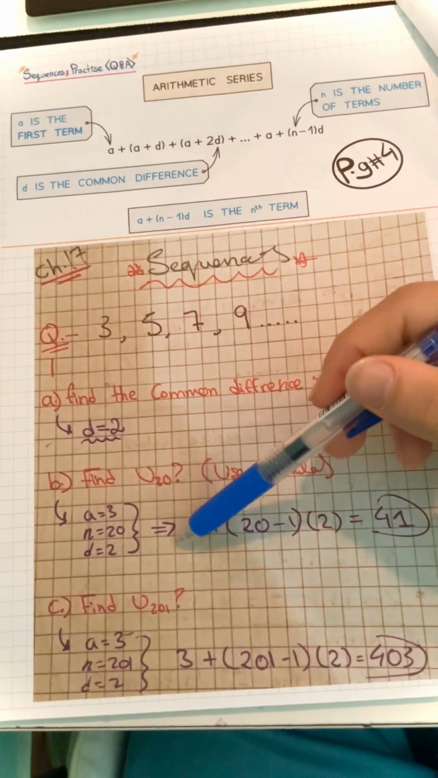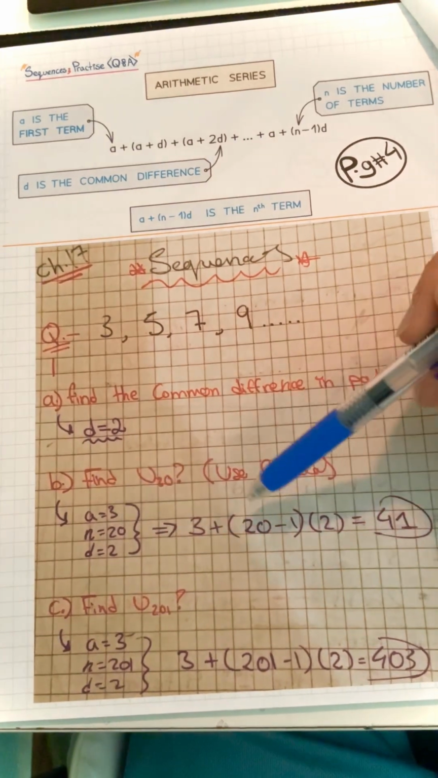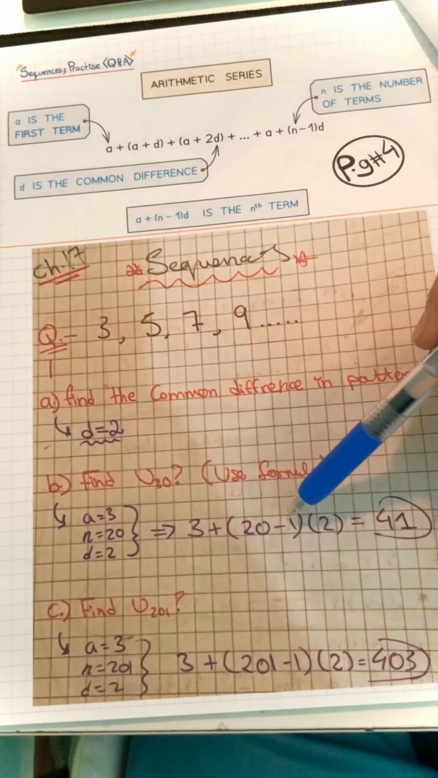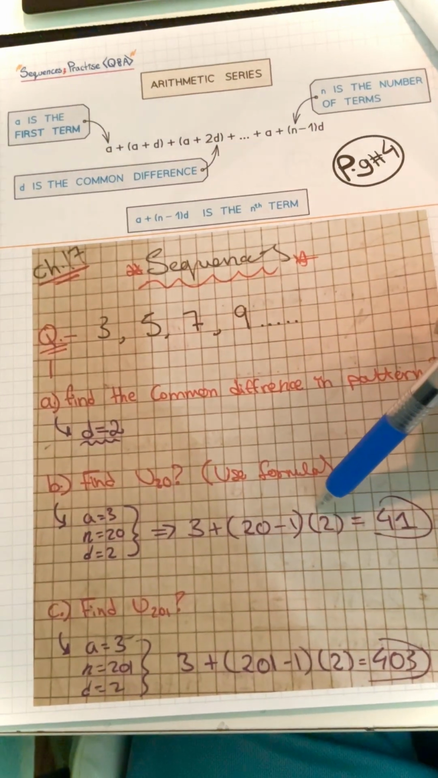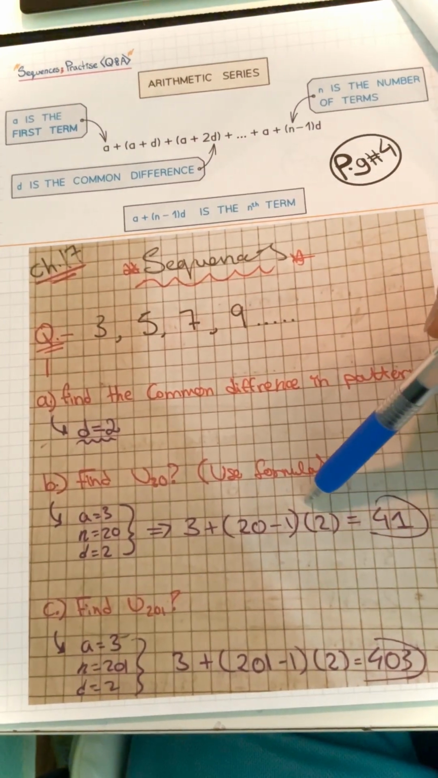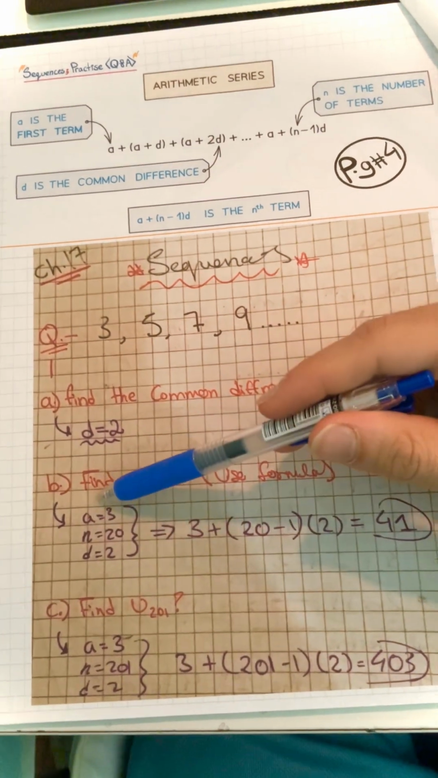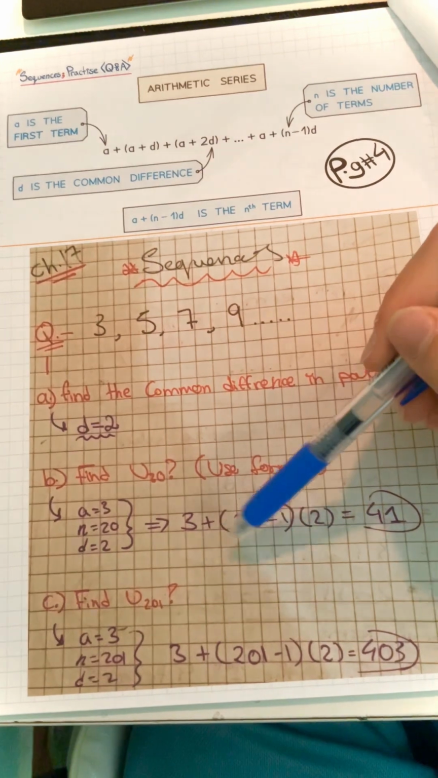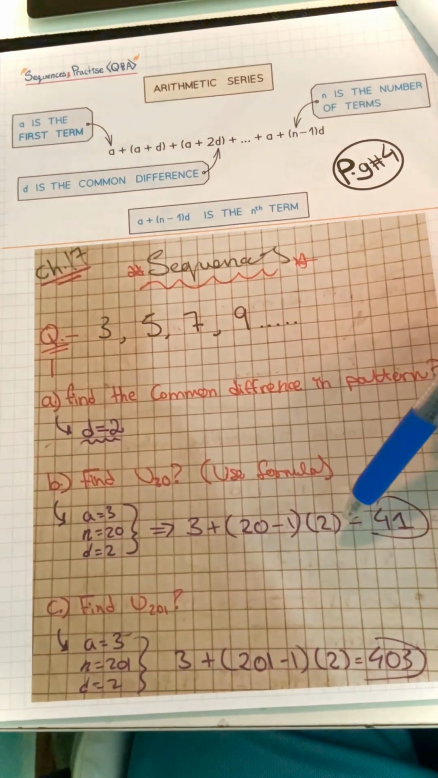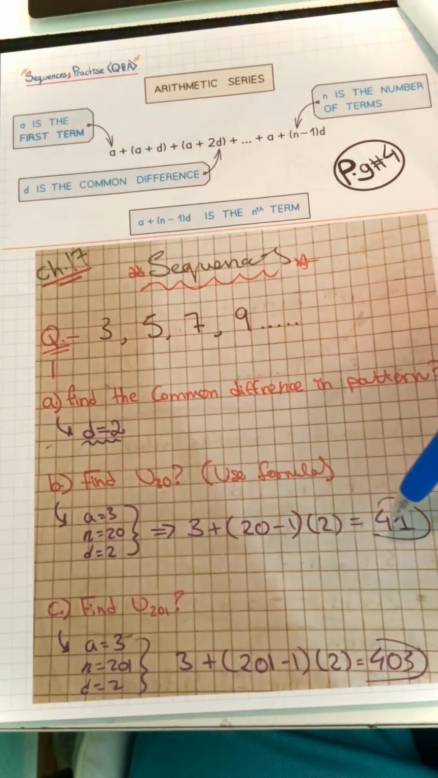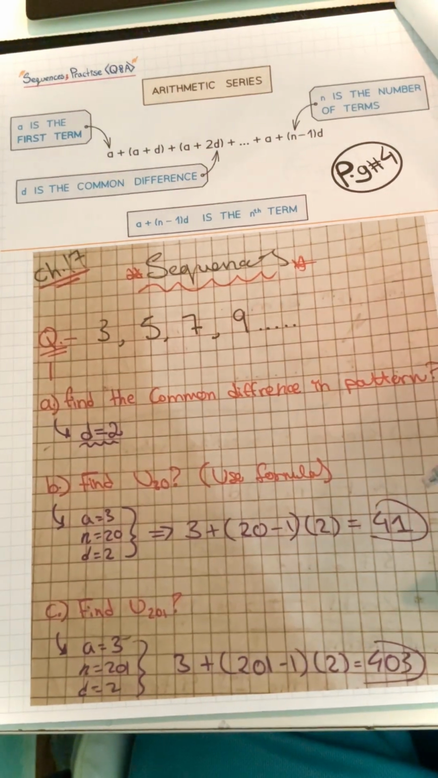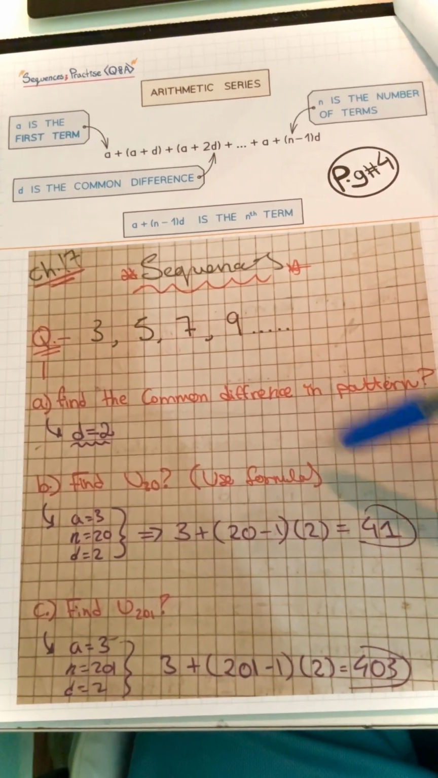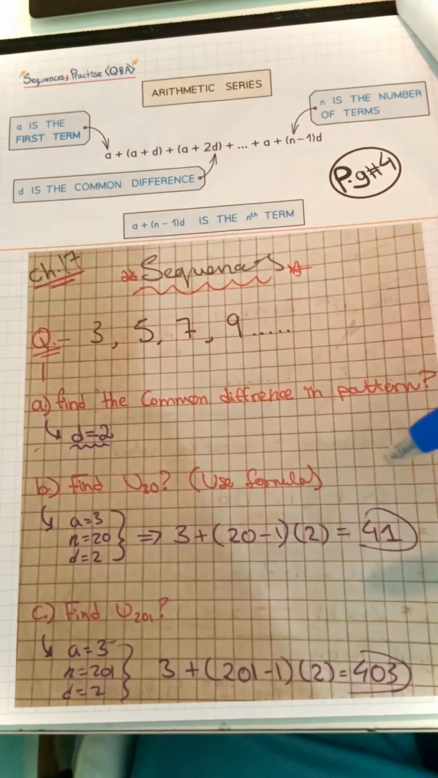What is a, the first term? 3. a is equal to 3. What is n, the term to be found? 20, the 20th term. Minus 1. d, what is the difference in the sequence? 2. d is equal to 2. a is equal to 3, substituted. n is equal to 20, substituted. d, the difference, is equal to 2, substituted. Calculate, and the answer is 41. So this means that U20, or the 20th term of this sequence, is 41.